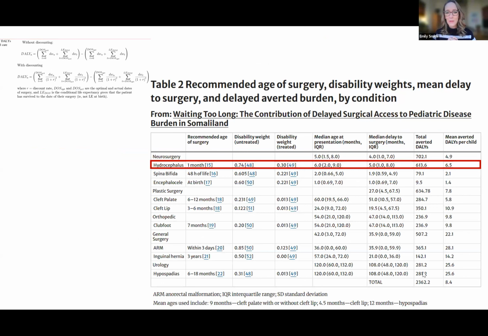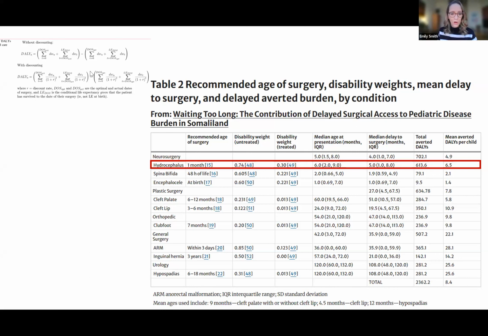So let me show you an example of how we did that. For hydrocephalus, the recommended age to come in is 1 month. And then we're going to skip disability weights for just a minute because I'll go into detail about that. If you go to that 4th column, that median age at presentation, even though the recommended age is 1 month for these kids, the median age that they actually came in was 6 months. So that's a delay of 5 months. So that's the difference when we think about the optimal and the actual age.